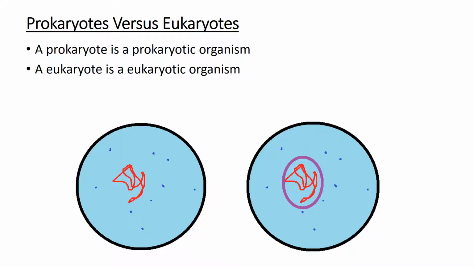If these words are new to you, this might not be obvious, though it's very obvious once you're familiar with these terms. A prokaryote is a prokaryotic organism. Those words look similar, prokaryote and prokaryotic, because they refer to the same thing. And a eukaryote is a eukaryotic organism.